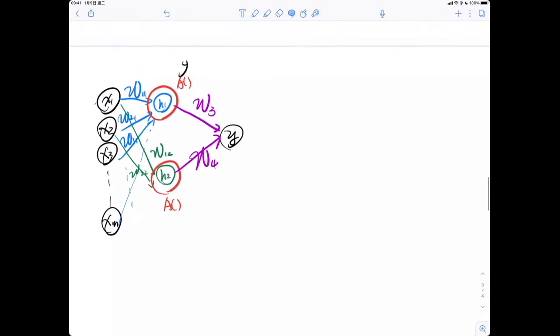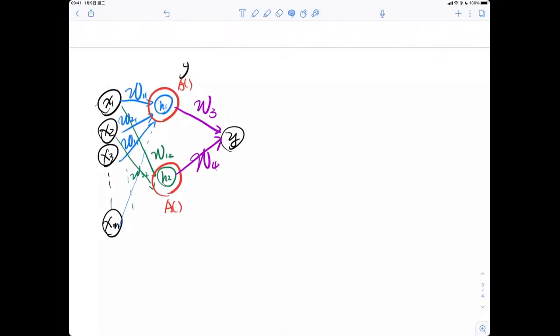This is a very basic neural network. There is one input layer with several inputs, from x1 to xn, and we have one hidden layer with two neurons and one output y. There are several weights on it, and the red circles are activation functions. Those activation functions help you map nonlinear data from the left hand side to the right hand side. That's a very basic neural network.